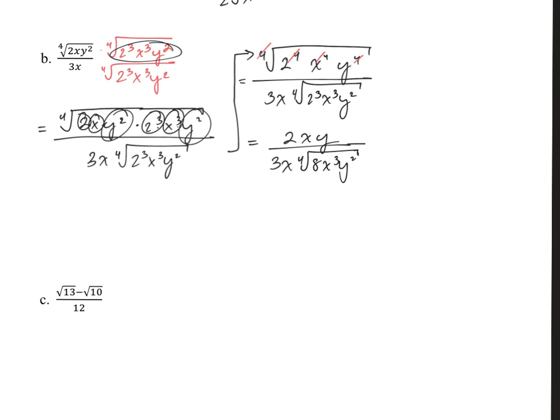Alright, can we simplify anything? Well, the top and the bottom both have an x. Let's cancel that out. And I'm left with 2y all over 3 times the 4th root of 8x cubed y squared. And we are done.